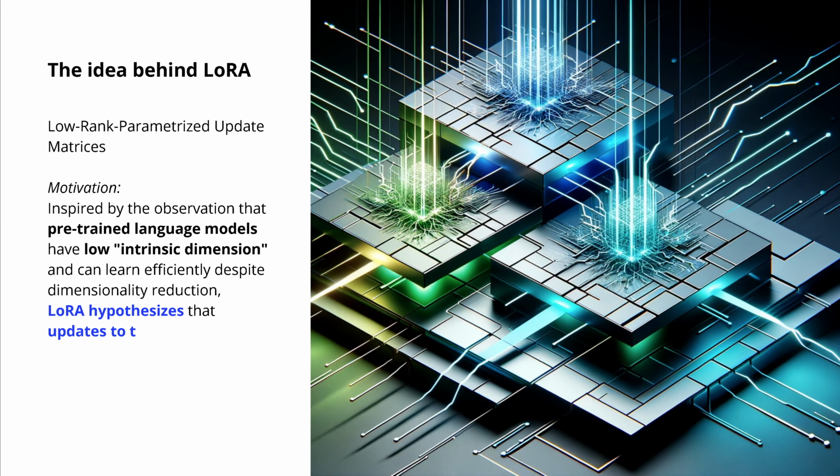So what is the idea behind low rank adaptation? It was inspired by the observation that huge pre-trained LLMs have a low intrinsic dimension and can learn efficiently despite this dimensionality reduction. So the LoRA team hypothesized that the updates to the weights during the adaptation can also have a low intrinsic rank, the low intrinsic rank of our weight matrices.